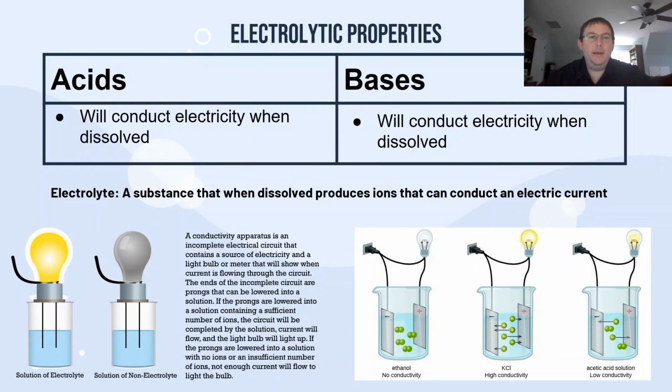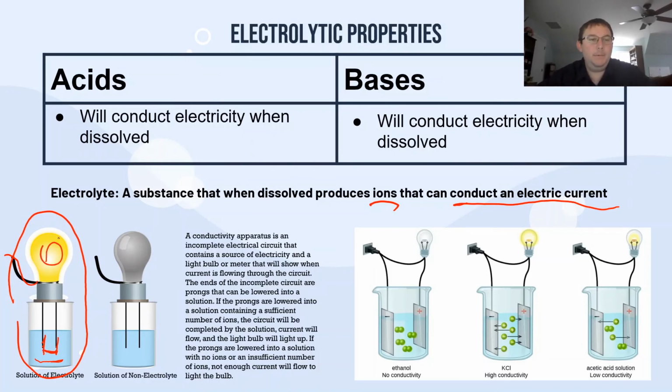Electrolytic properties. So just to discuss what electrolytes are, in case you do not know, an electrolyte is a substance that when dissolved in water produces ions that can conduct an electric current. Now, in order to determine if a substance has ions in it, we can take an apparatus such as this right here. It has a bulb. We plug this into an outlet, and these two prongs right here go into the solution. Now, if this solution contains ions, then it's going to create a pathway for that electricity to flow, lighting up the light bulb. If it is a non-electrolyte, you place it in there, nothing happens.